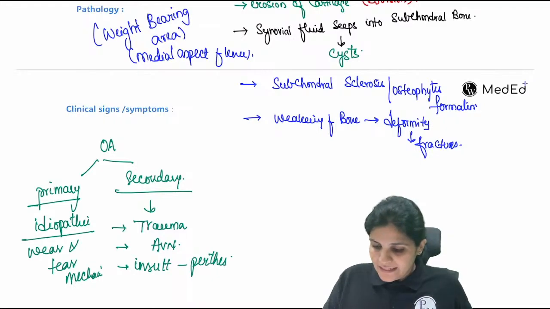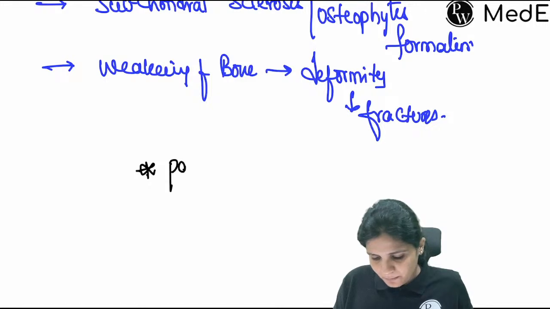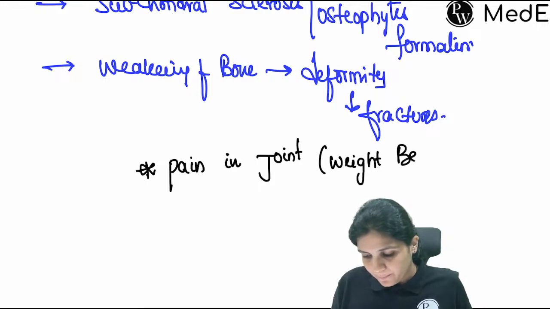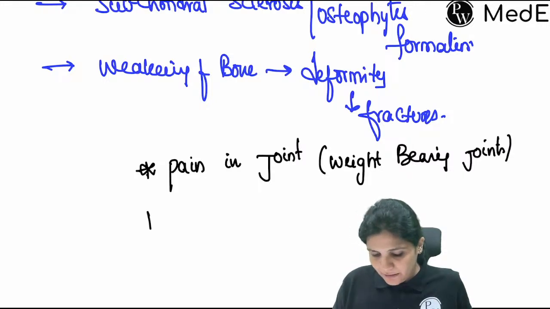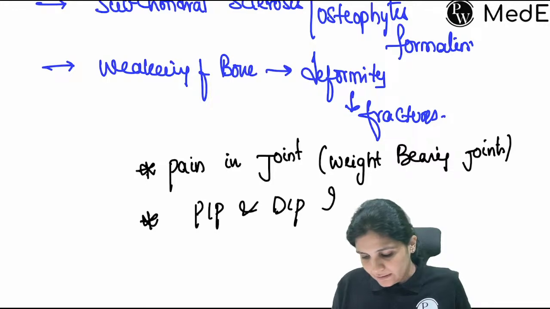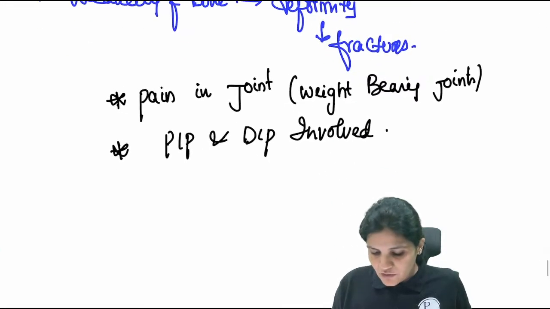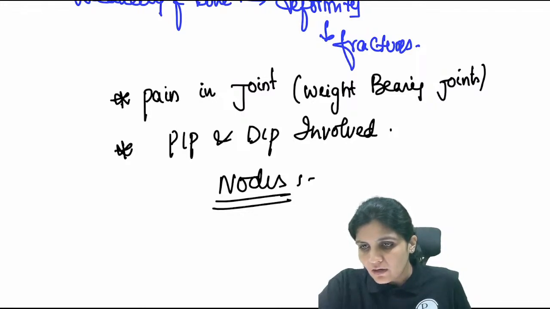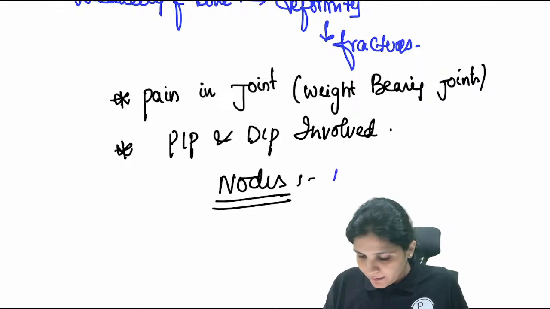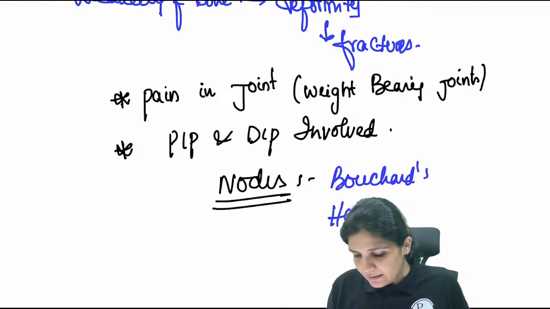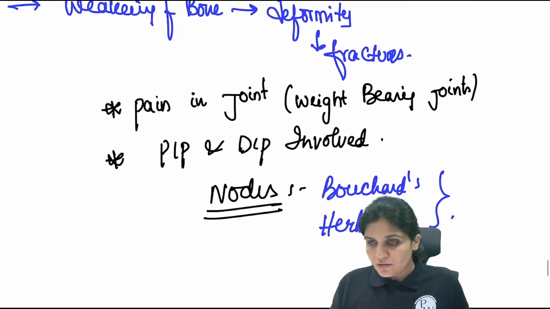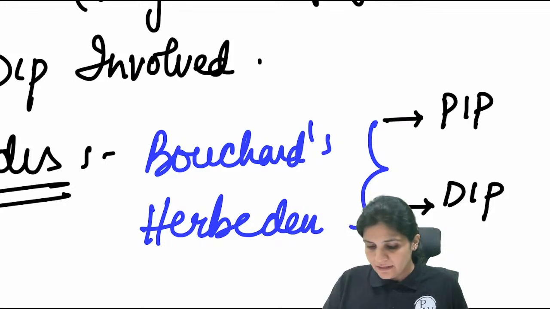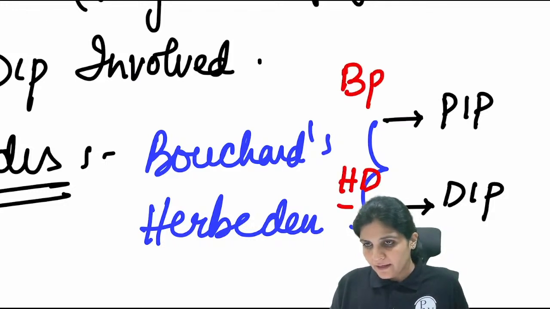So what could be the clinical symptoms? The OPD is filled with osteoarthritis. So pain in joint. The patient will present with pain in the weight bearing joints. But there will be involvement of both PIP and DIP joints. Right? And what are these nodes? Well, we have done pediatric fractures already last class. Bouchards and Herbidens. So now tell me, Bouchards is seen where? Herbidens is seen where? BP, HD, right? How do we remember?